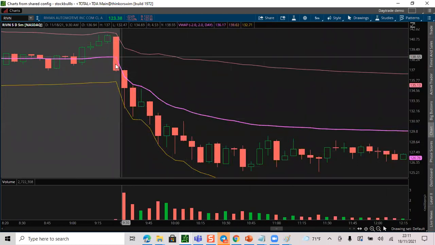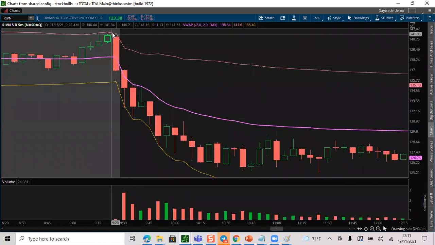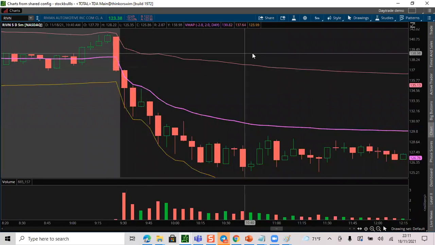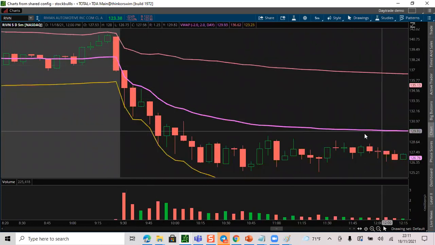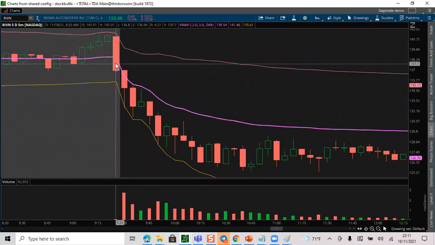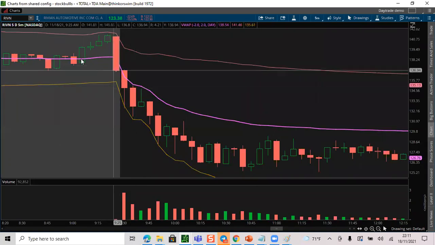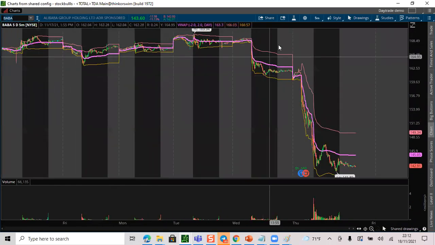So this is one good strategy for buying puts, at the same time buying calls also. As long as the stock goes down below the VWAP line, you should just buy the puts, or you short the stock. Okay, that's the one. And there's BABA also. So BABA, that's what happened.